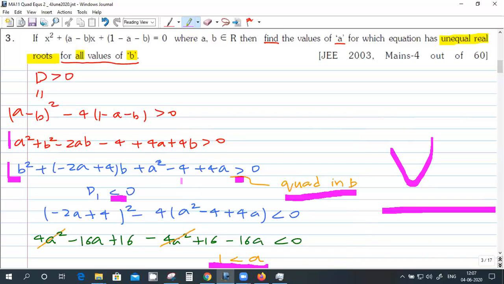Because whenever you write a quadratic equation, Ax square plus Bx plus C, x doesn't have any restriction. After that, you are studying the nature of the roots or whatever you want. So that's why you are writing this as quadratic in B.